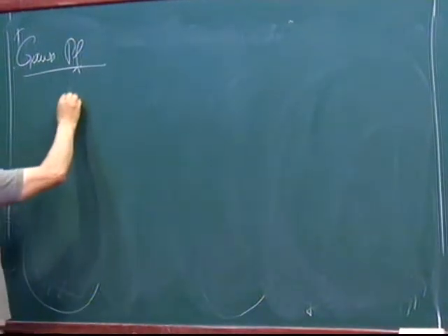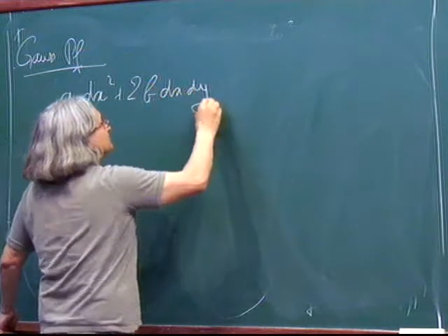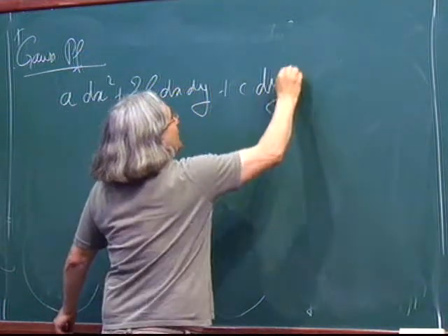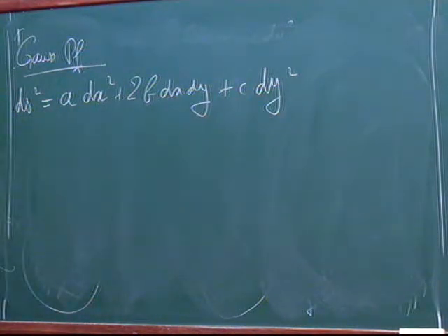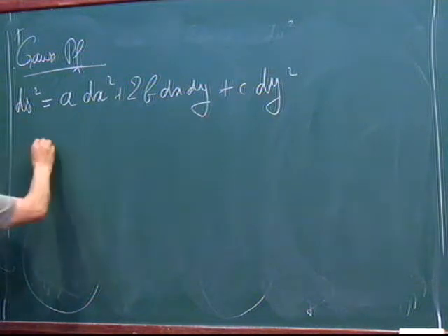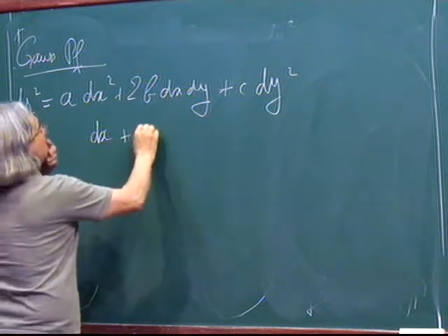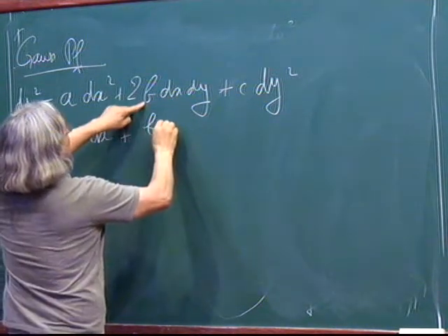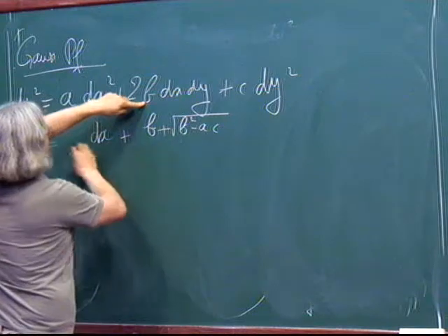He writes the metric this way. A dx squared plus 2b dx dy plus c dy squared. So this is the way he writes. He writes that. And then he says, let us do like we do in high school. I mean, you write this polynomial of second degree as a product of two factors of the first degree. So you have to help me something like, you did something like that.